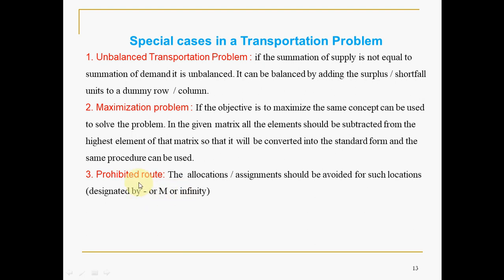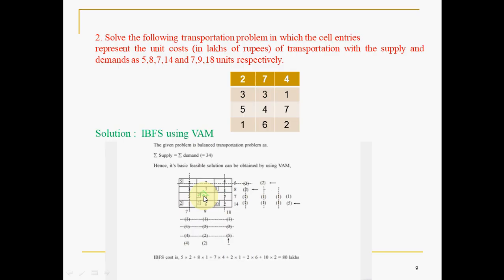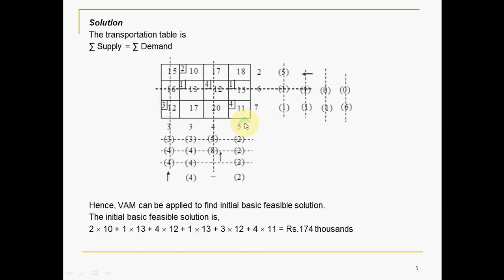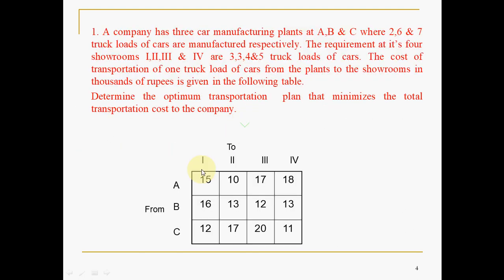Prohibited means the special case of transportation. The allocations or assignments should be avoided for such locations forever, designated by dash or M or infinity. What is the meaning of this? It means there may not be a route. For example, here it is given O1 to something like A to 1. Sometimes they'll give dash or infinity or M.